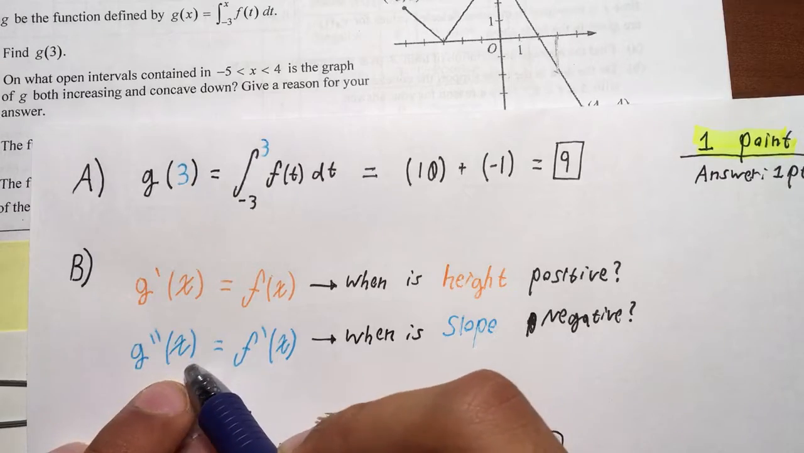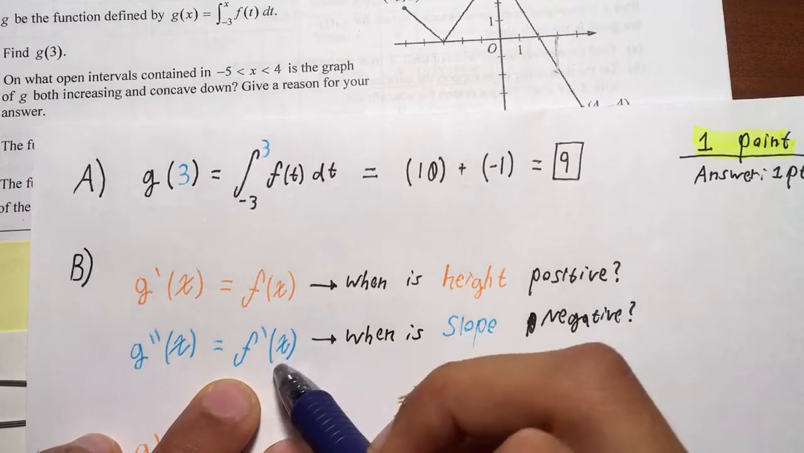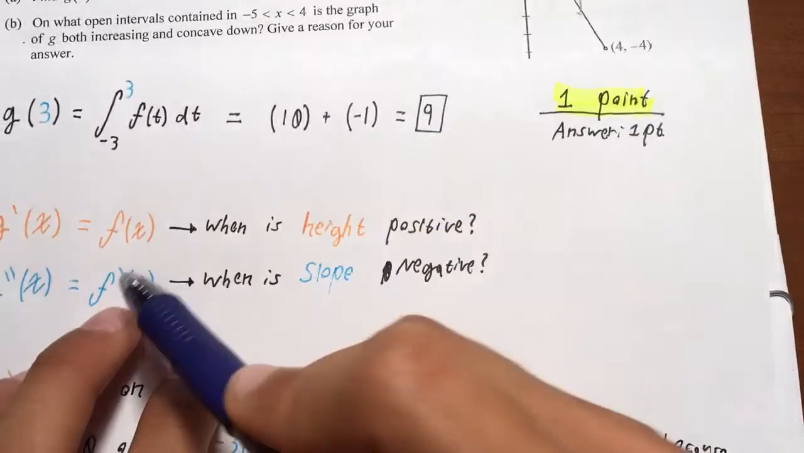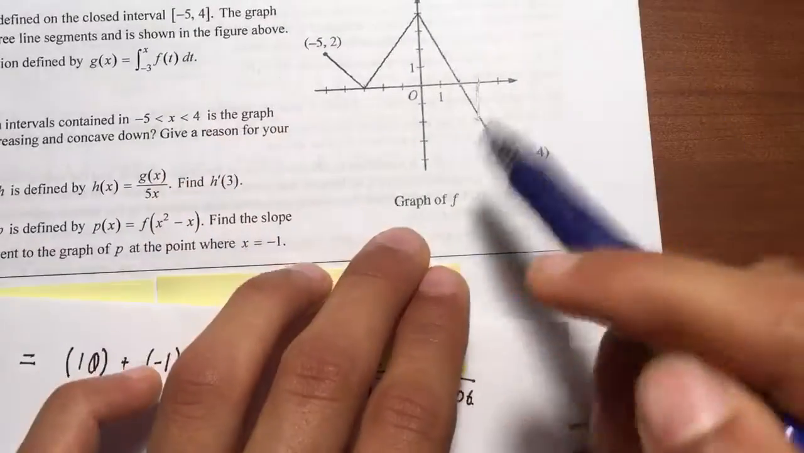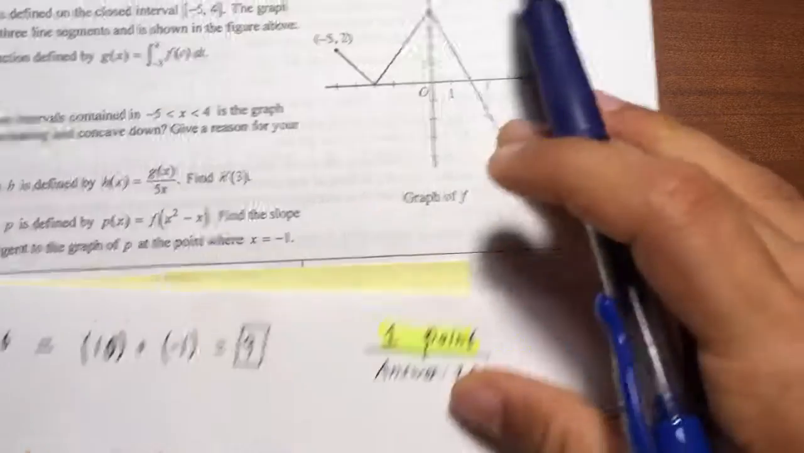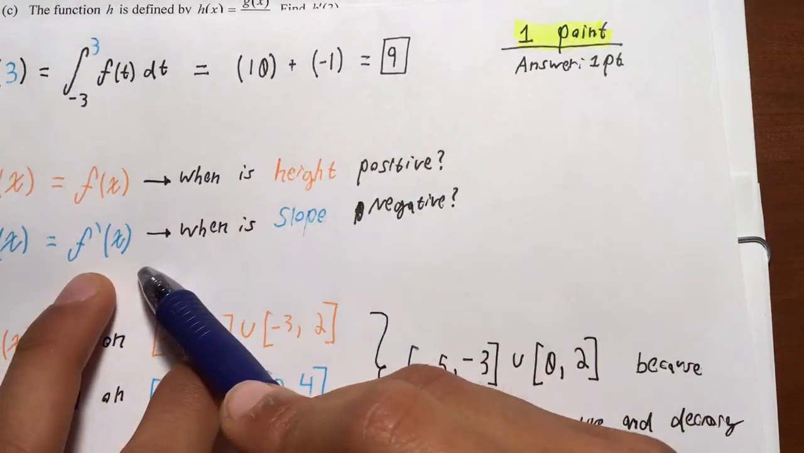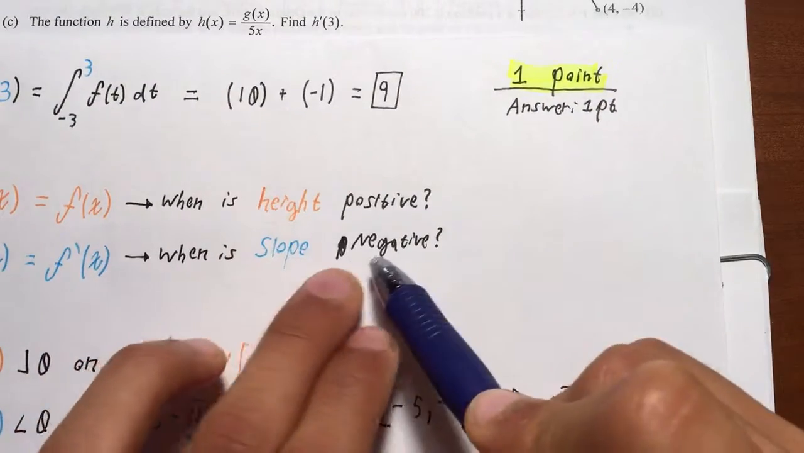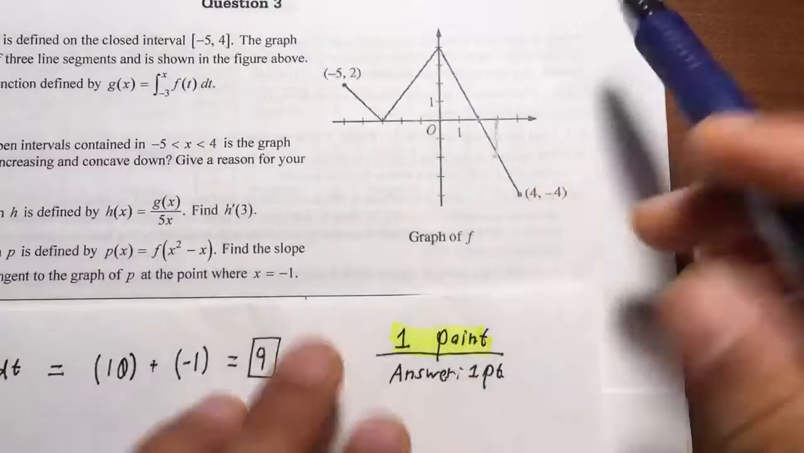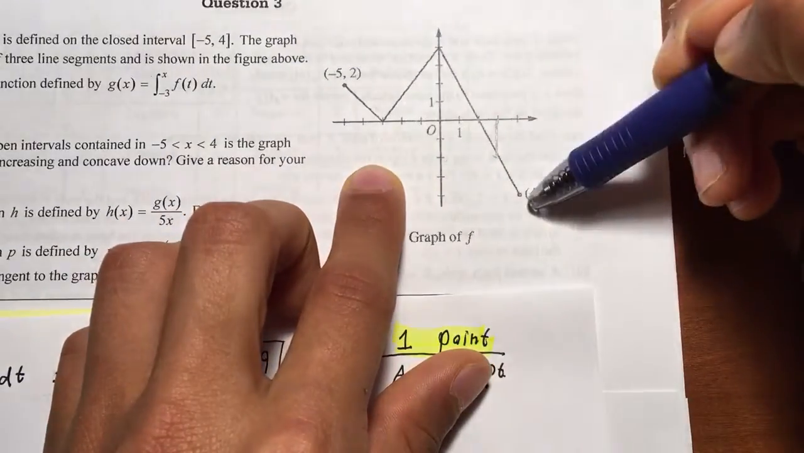When is g double prime, which is equal to f prime? In other words, f prime is one derivative away from f. So if I'm one derivative away, I'm looking at slope. When is slope negative? That's going to be right here and here.